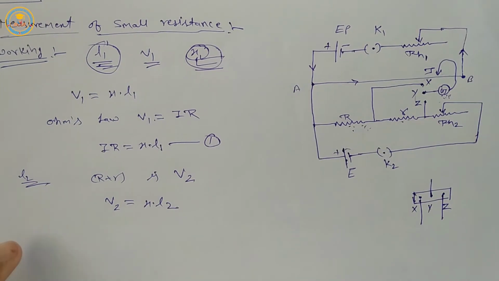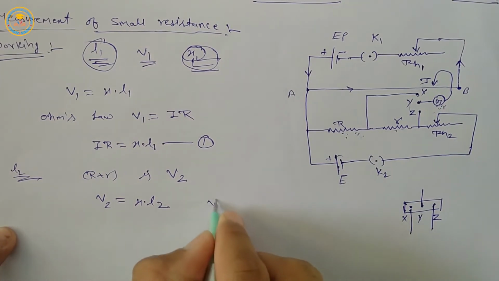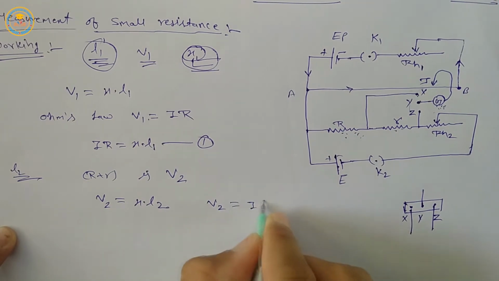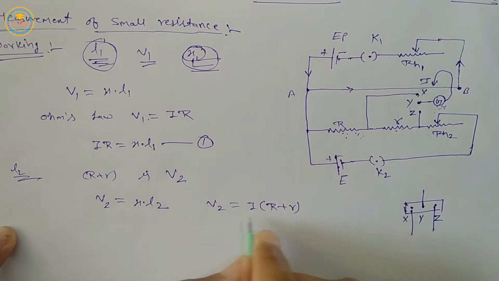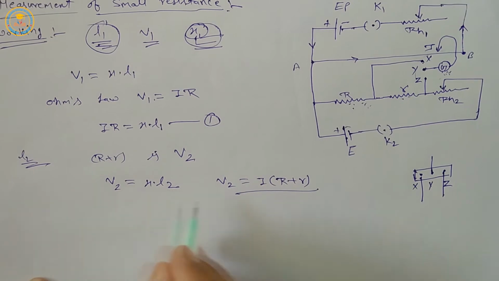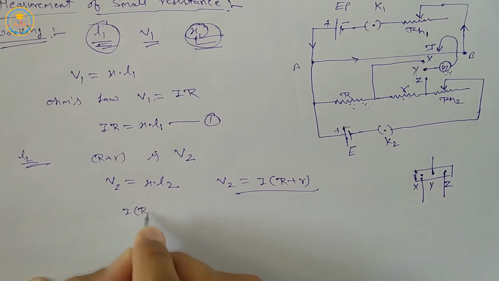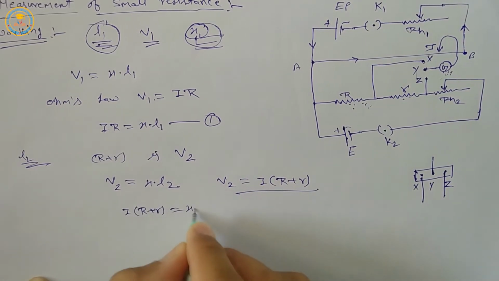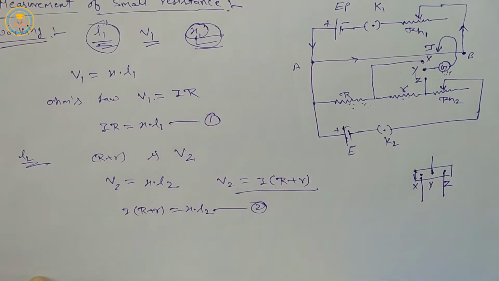And again, according to Ohm's law, V2 is equal to I into (R plus r). I is the current flowing through these resistances, and we know that in series the electric current remains the same. So from these equations, I into (R plus r) is equal to X into L2. This is equation number 2.